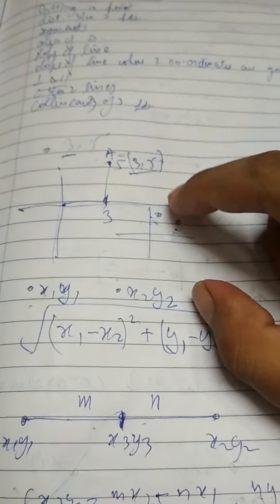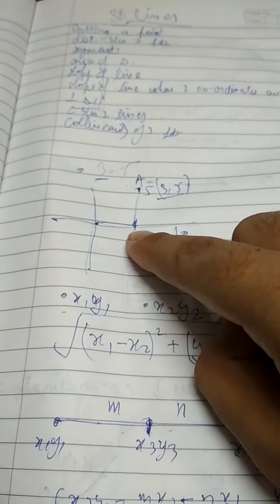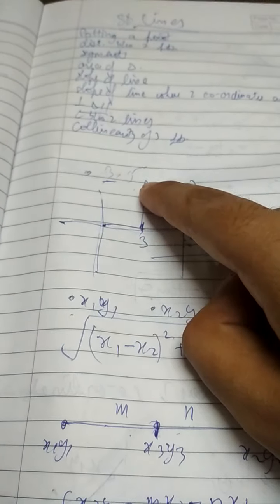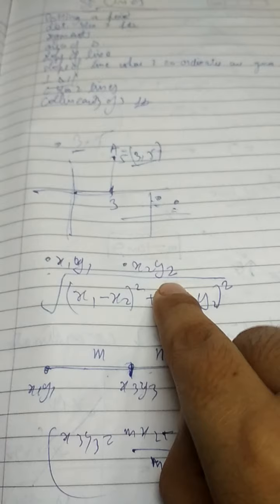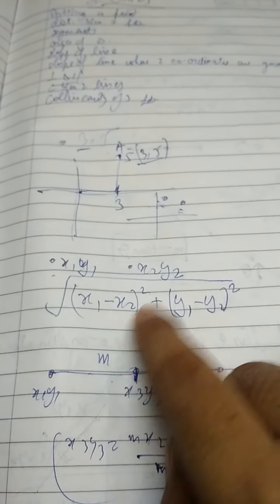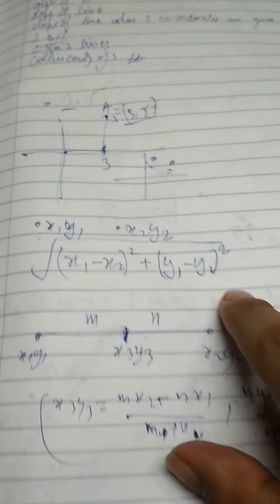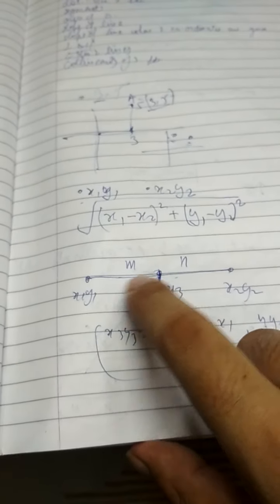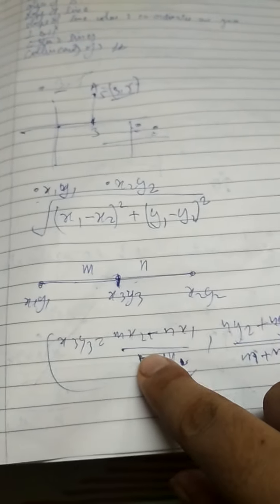So let's summarize what we learned today. First we learned how to plot a point. If it's (3, 5), we go 3 in the positive x direction, 5 in the positive y direction and plot that point. We learned the distance between 2 points. It is given by the square root of x1 minus x2 whole square plus y1 minus y2 whole square. Then we saw that if a point divides a line segment in the ratio m:n, then that point is given by this formula.